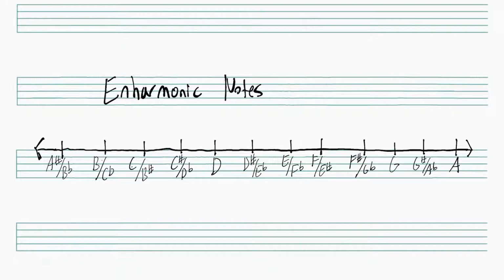But this A sharp and B flat refers to the same note. A sharp raises a note by a half step. A flat lowers a note by a half step. So if I were to draw a little mini keyboard here, and this will be interesting. I'm not a graphic artist by any stretch of the imagination.